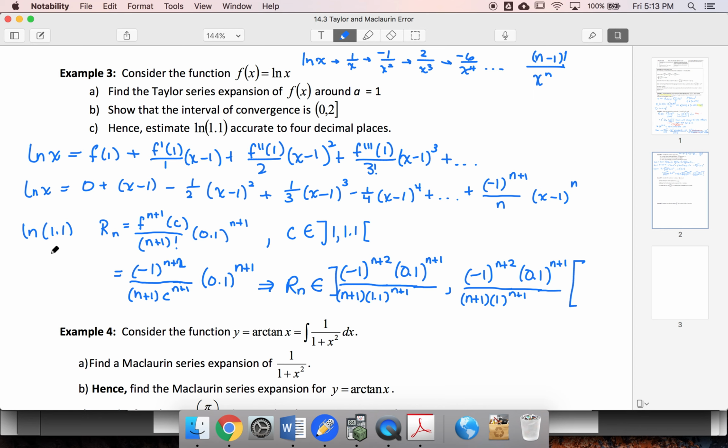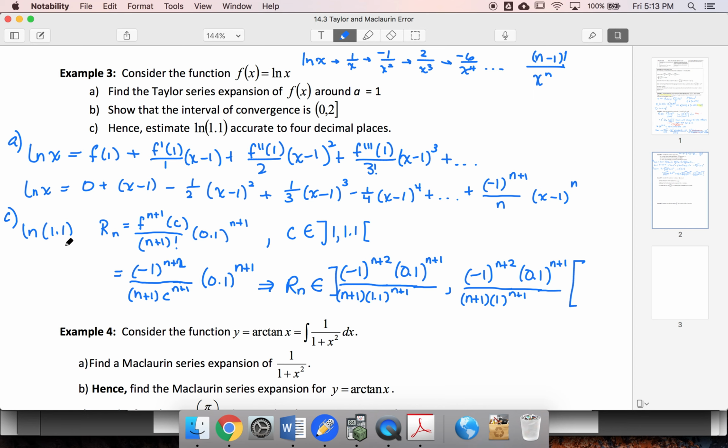So I want to approximate ln of 1.1. So I just talked about finding the Taylor series. This is part A. Down here is part C. I'm going to leave you to use ratio test, figure this out on your own. So down in part C, estimate ln of 1.1 accurate to 4 decimal places.